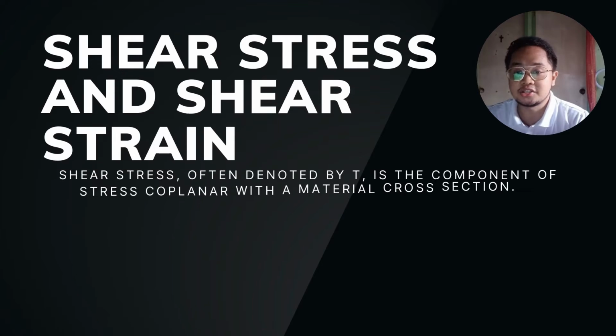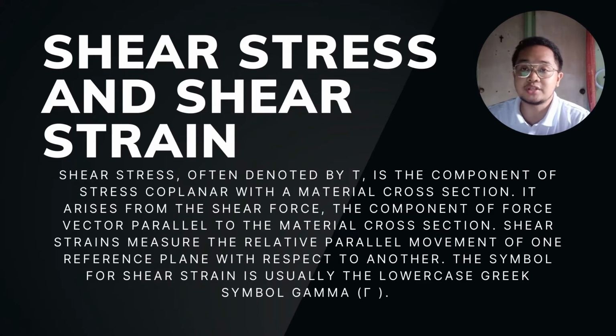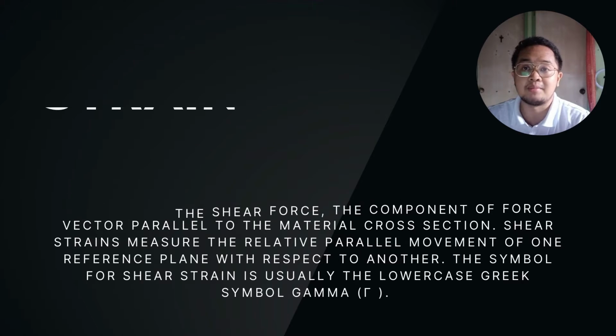Shear stress and shear strain. Shear stress, often denoted by tau, is the component of stress coplanar with a material cross-section. It arises from the shear force, the component of the force vector parallel to the material cross-section. Shear strain measures the relative parallel movement of one reference plane with respect to another. The symbol for shear strain is usually the lowercase Greek symbol gamma.